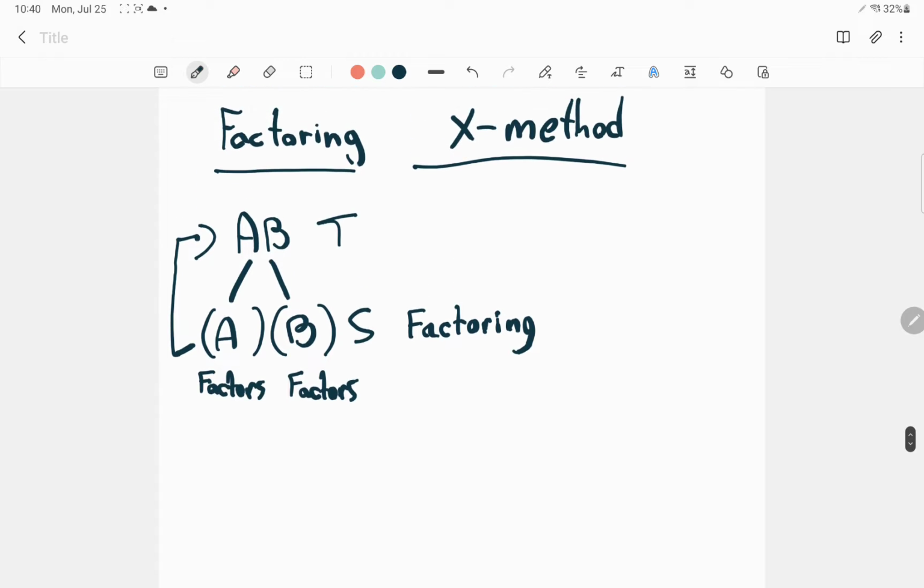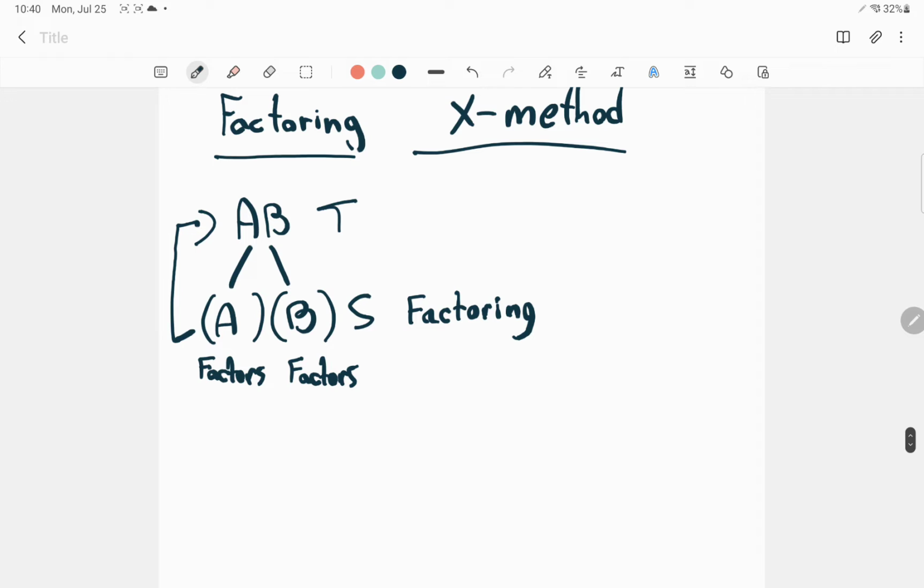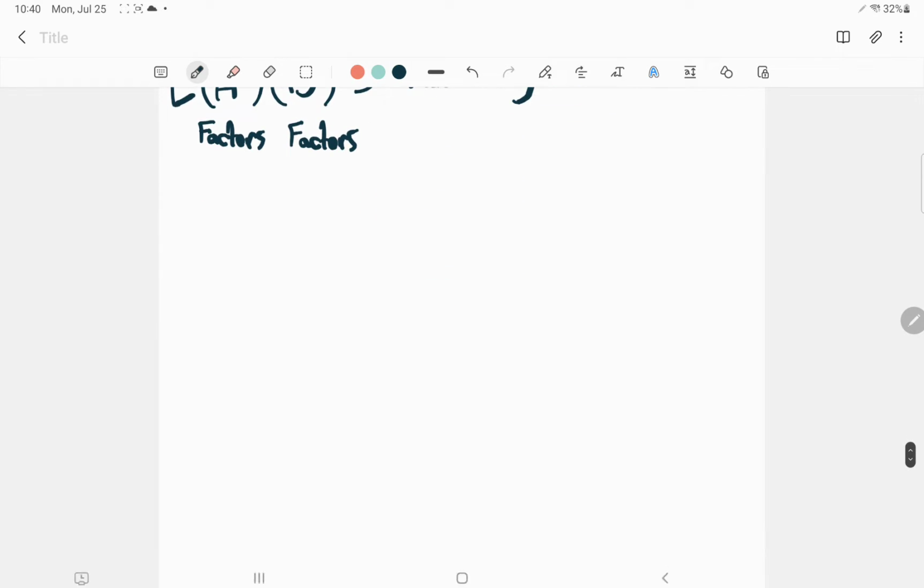That's the main part of factoring. That's what it does, okay? So we have something together and we're separating it. So for today, there's going to be a couple rules that we need to know. And I'm going to make you guys write them, okay?